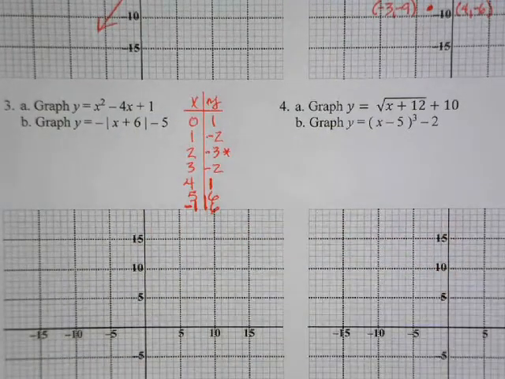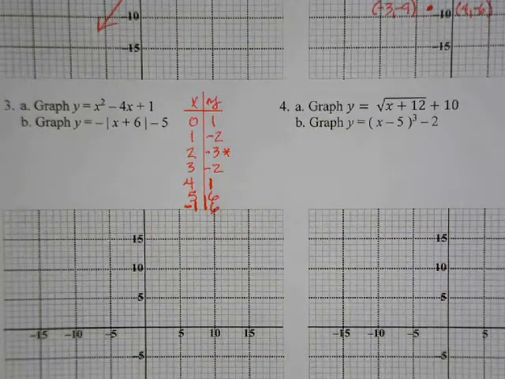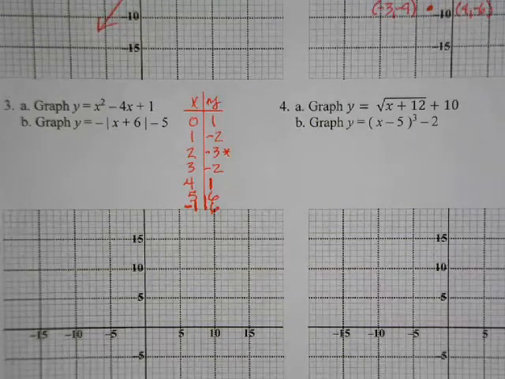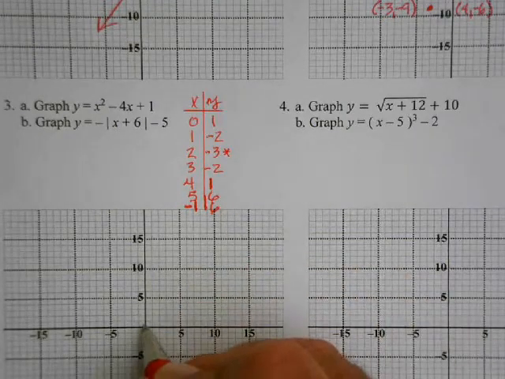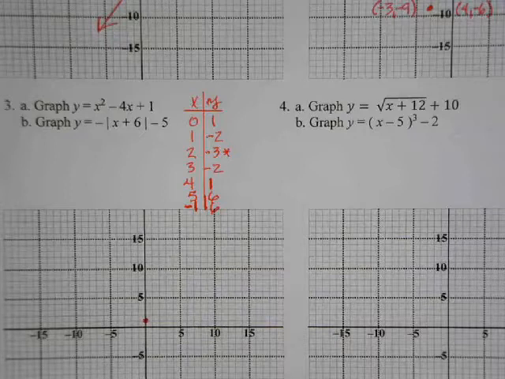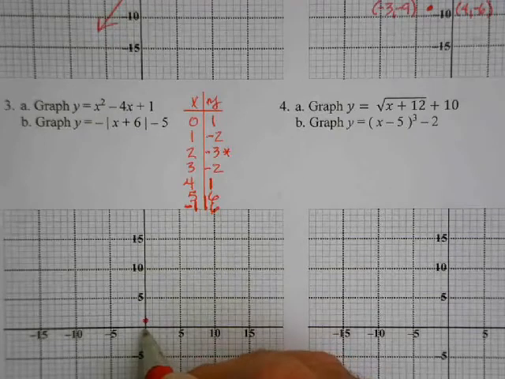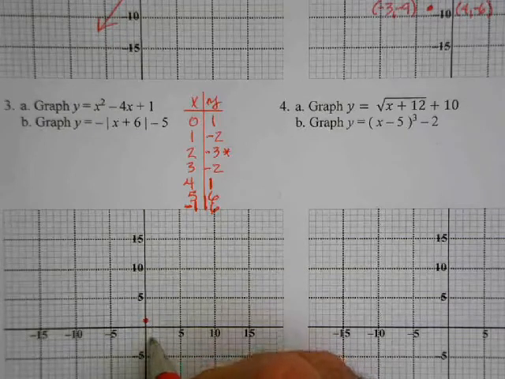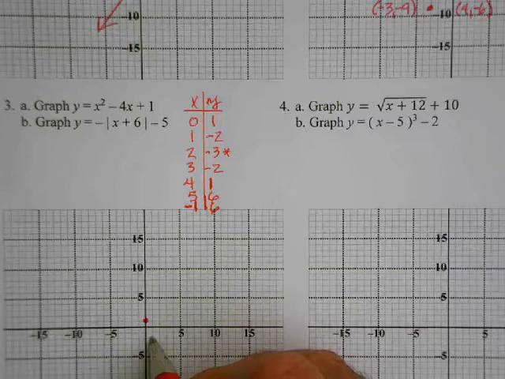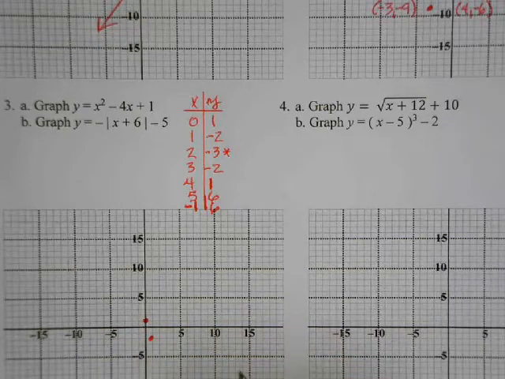So let's see, 0, 1. 1, negative 2. 2, negative 3. 3, negative 2.